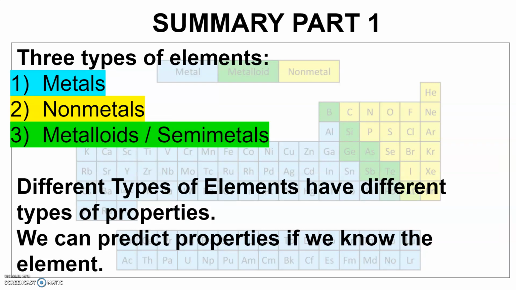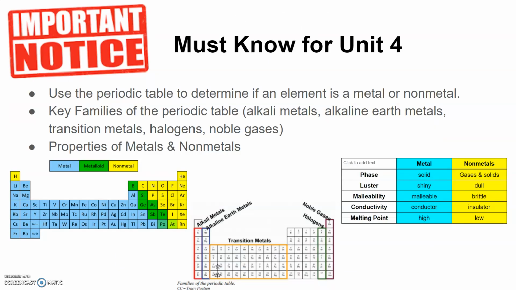So, quick summary: what we've done so far is go over that you can tell what type of element you have based on where it is in the periodic table, and different types of elements have different properties, and we can predict those properties if we know the element. Now, the things you must know for this unit: you must be able to look at a periodic table and determine if an element is a metal or non-metal. We don't deal so much with metalloids here, and when we do, we treat them as non-metals in this unit. But you definitely need to know if something is a metal or non-metal. You also need to know the key families, because we'll be using those words like alkali metals, noble gases, etc. And finally, you need to know the properties of metals and nonmetals. So these are the things that you need to know for Unit 4. That's it for Part 1 review.